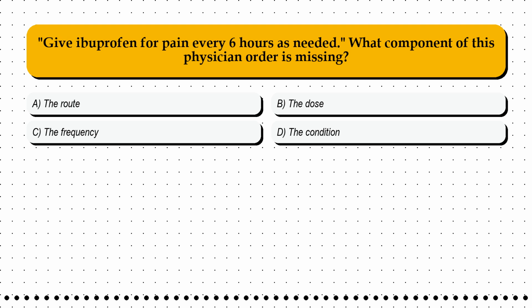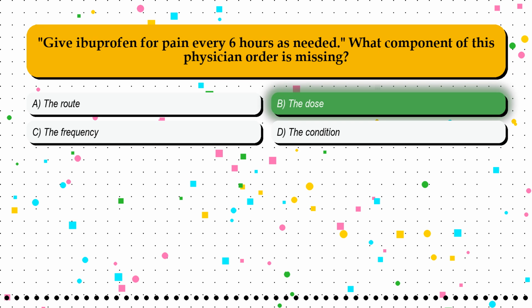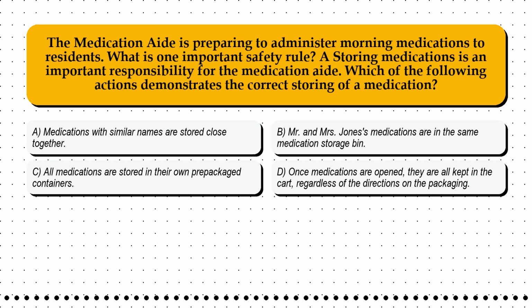Question 13. Give ibuprofen for pain every 6 hours as needed. What component of this physician order is missing? Option A. The route. Option B. The dose. Option C. The frequency. Option D. The condition. The correct answer is option B. The dose.